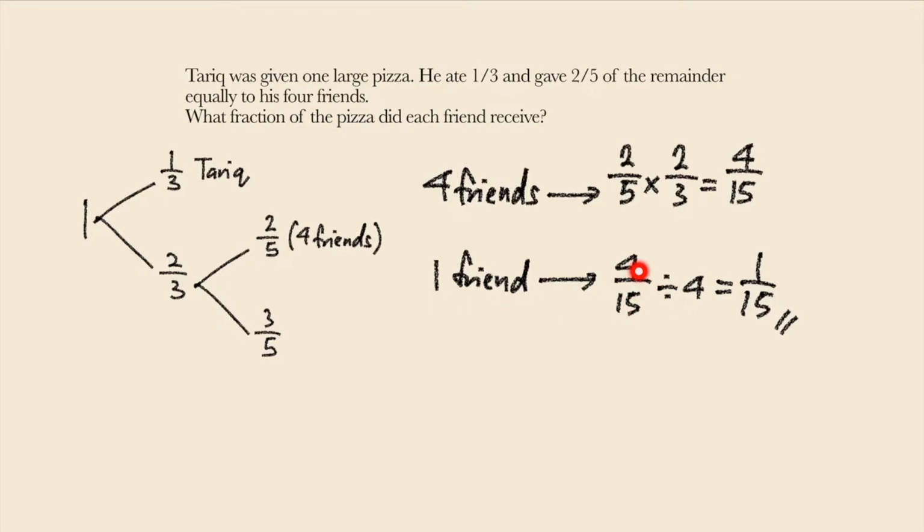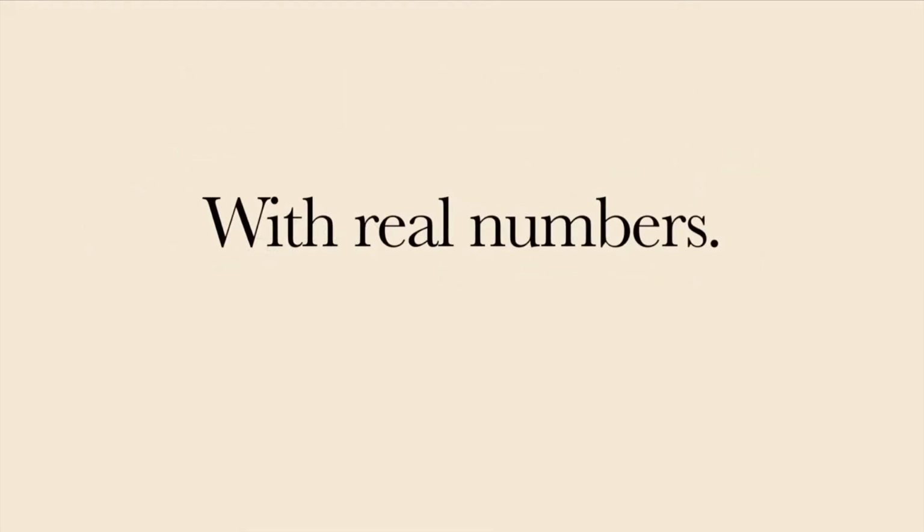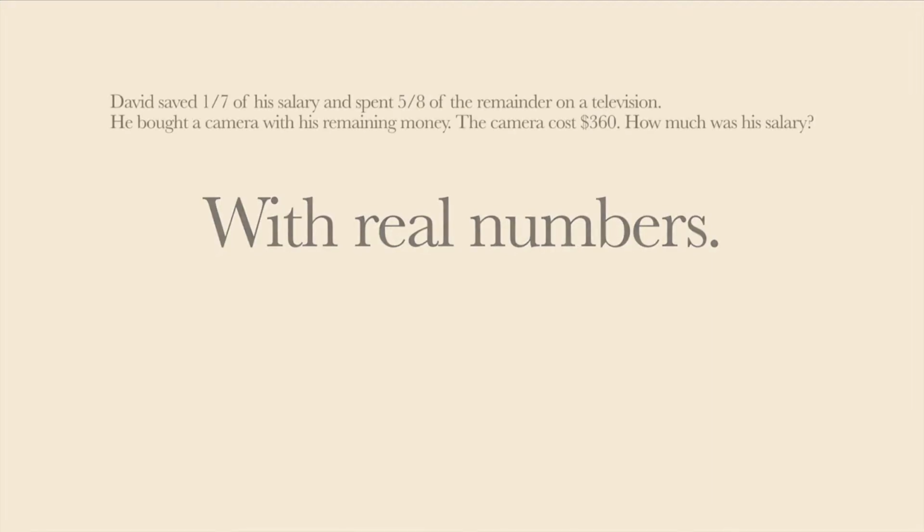Here the numerator happens to be 4, so it's quite simple. It's just 1 out of 15. So far we've been dealing with fractions for our branch method questions, and now we're going to deal with questions with real numbers added to them. So let's see how it looks.